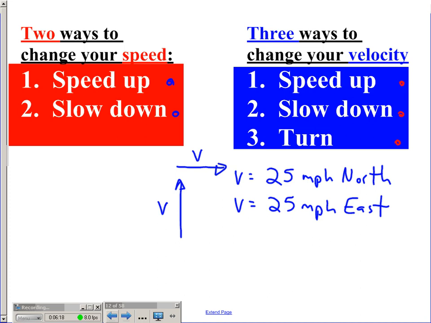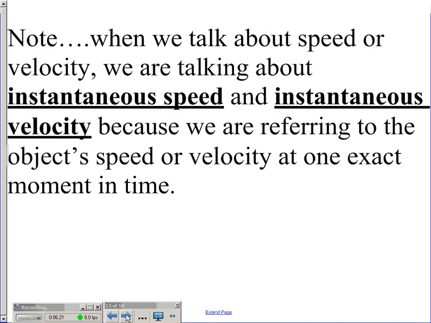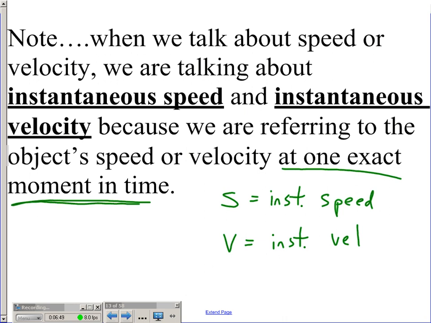Okay, moving on. This last thing is kind of a technicality here, but it's something you need to be aware of, which is this. Usually when you use the terms either speed or velocity, you're talking about what's called instantaneous speed. And when you talk about V, you're talking about what's called instantaneous velocity. And those refer to your speed or your velocity at one exact moment in time. Okay? In other words, if you're driving along and we look at the speedometer and the speedometer says 25 miles an hour, that's how fast you're going right at that moment, right at that instant in time. Okay? And if you're going 25 miles an hour west, then that's your velocity at that one moment in time.